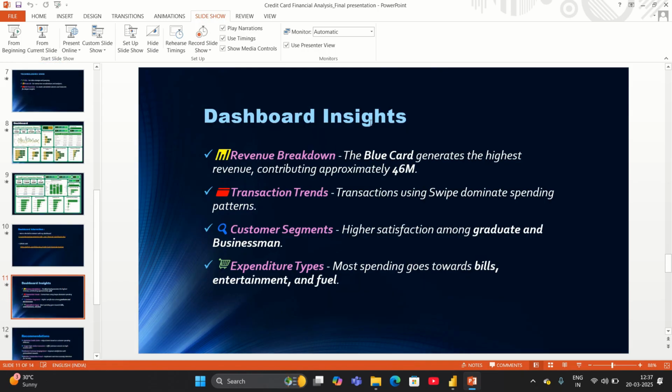Here I have dashboard insights. Revenue breakdown. The blue card generates the highest revenue, contributing approximately 46 million. Transaction trends. Transactions using swipe dominate spending patterns. Customer segments. Higher satisfaction among graduates and businessmen. Spending types like more spending goes towards bills, entertainment and fuel.